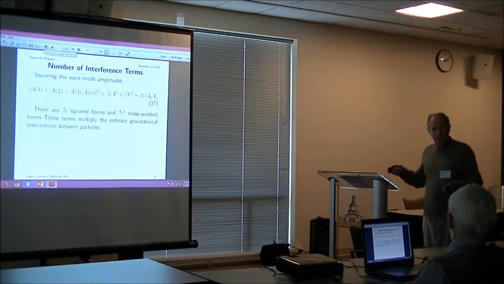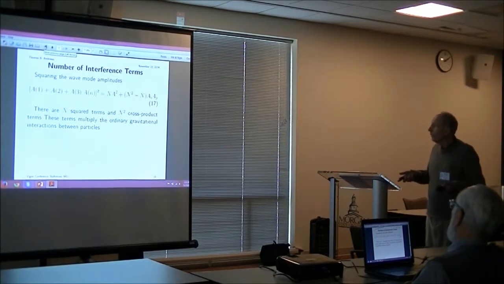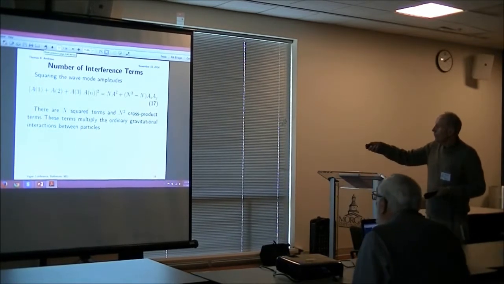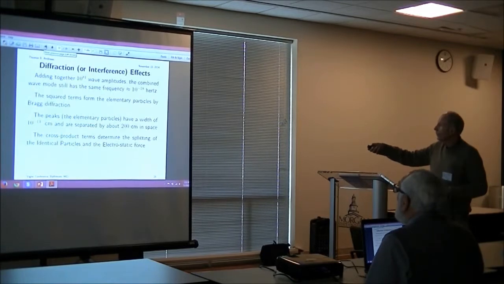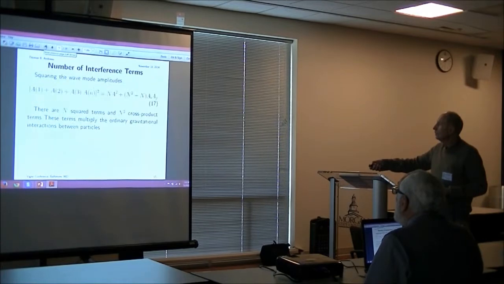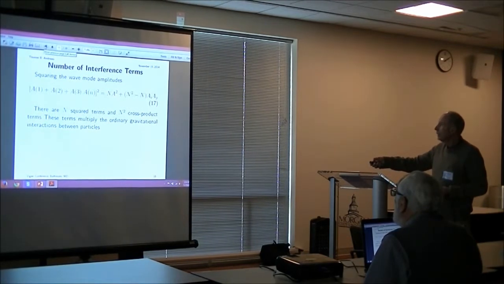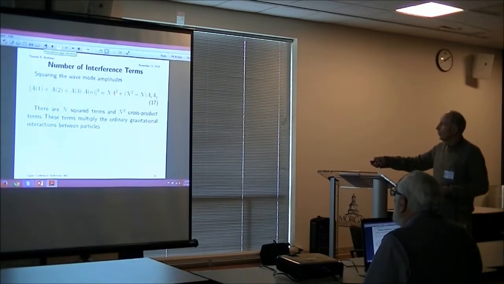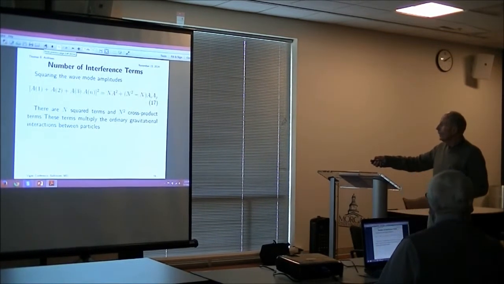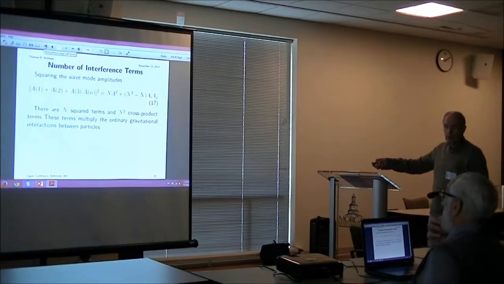But you have all of these amplitudes added up and squared. And it turns out that there are n squared terms that result. See here, n a squared. This is the term which gives you the elementary particles. But over here, you have the cross product terms.